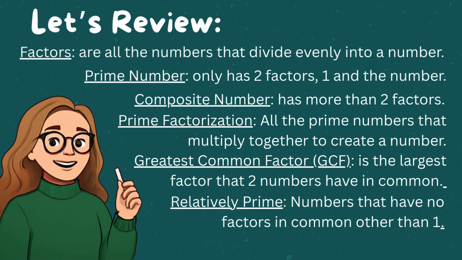Then we talked about the greatest common factor, and that is where we found the greatest or the largest number that two numbers have in common. We list all the factors and find the largest one that they have in common, unless they're relatively prime. Now, what was relatively prime? It meant that the numbers have no factors in common other than 1.